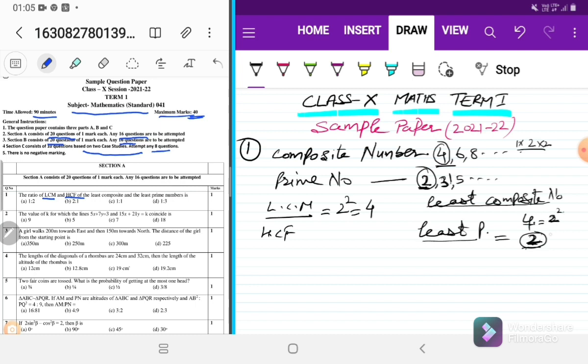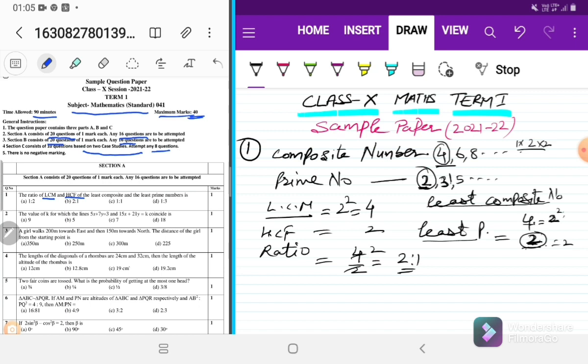So what is common in these two numbers? That is 2. So 2 is your HCF. Now you have to find the ratio. Ratio of what? LCM and HCF. LCM is 4 and HCF is 2. So 2 1s are 2, 2 2s are 4. 2 is to 1 is your ratio.